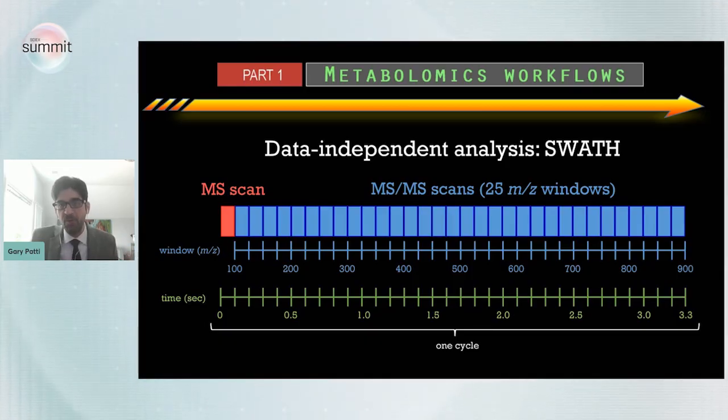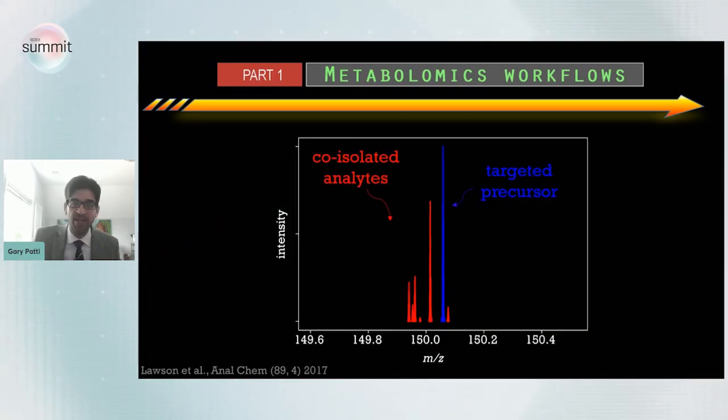Now, when you do SWATH, we acknowledge that you're going to get a lot of chimeric spectra because you're using these really wide MS isolation windows of 25 m/z. But how do we quantify how much MS data is chimeric?